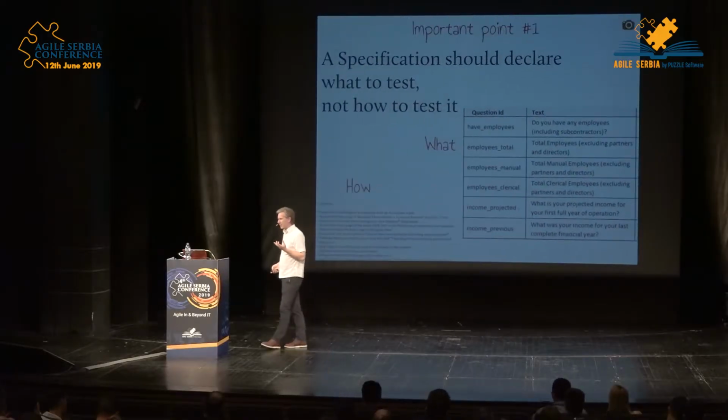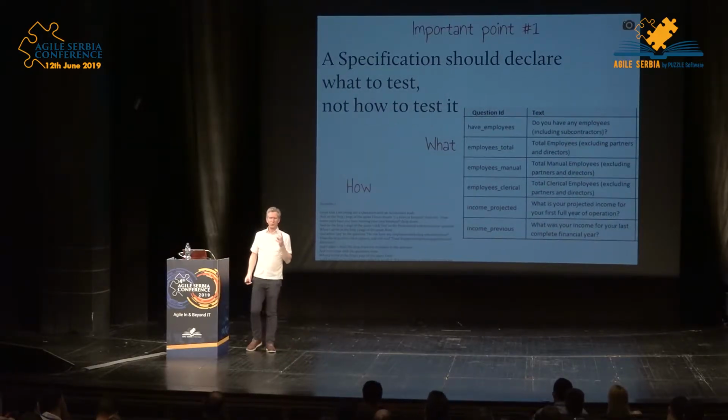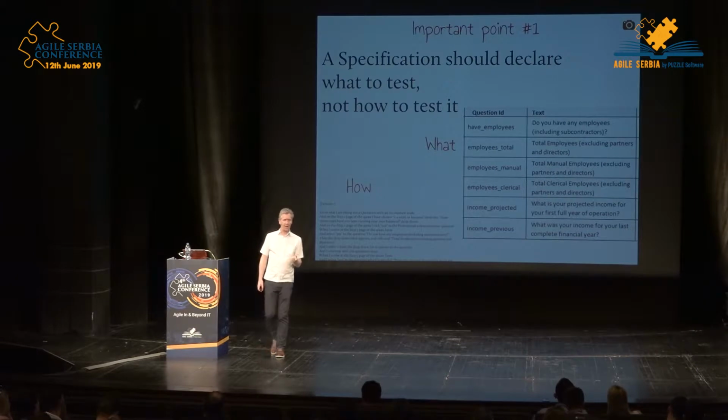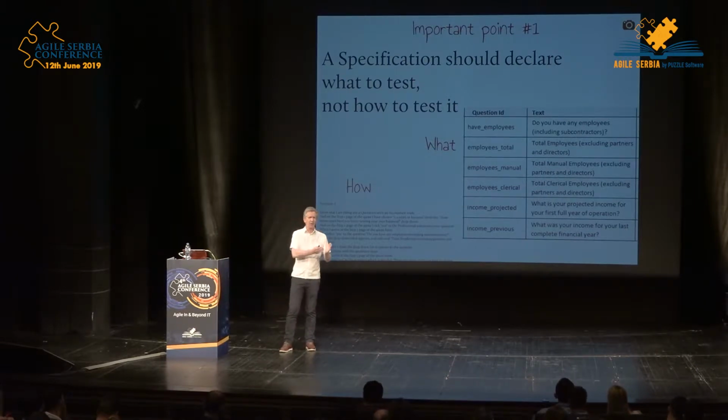So that was the first problem, that she was focusing on how she would test it. And she didn't realize that the thing that was really important was what to test. So that was the first thing she actually had, this set of, okay, here are the question IDs, here's the new text we need. That's what needs to change.